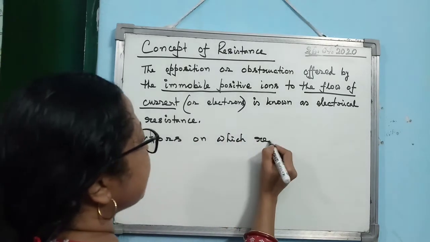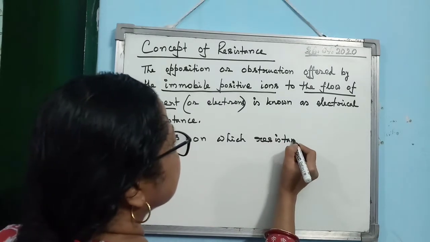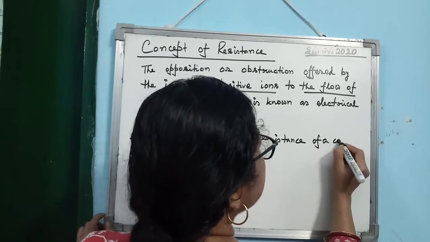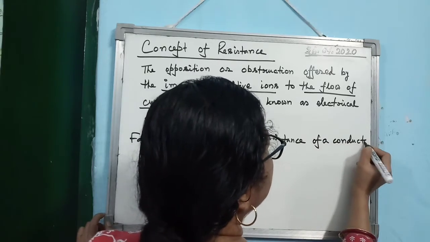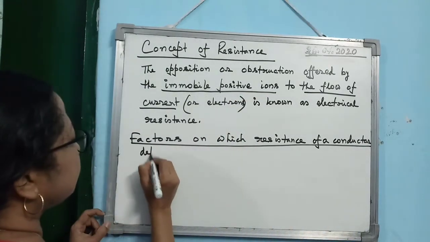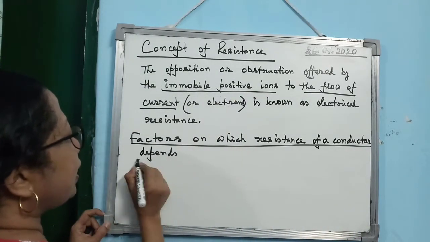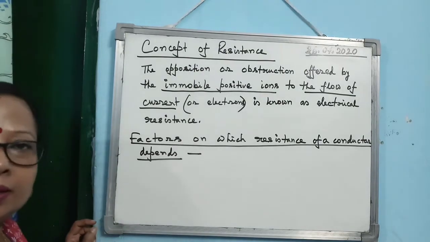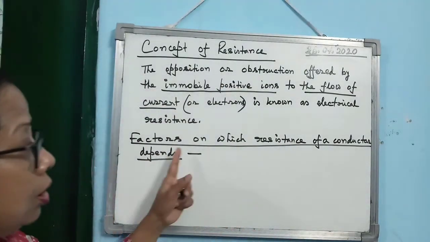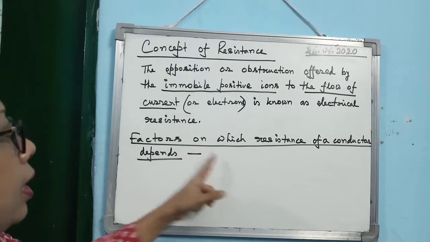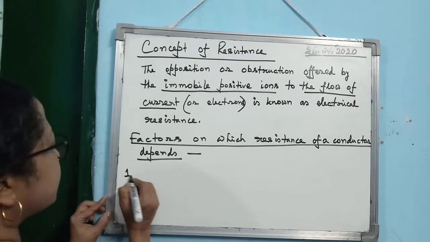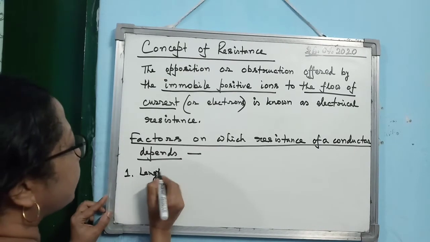resistance of a conductor depends. I am writing: resistance of a conductor depends. This is a very important topic, the favorite topic of the examiners also, so please concentrate on it. Now, factors on which resistance of a conductor depends. First is the length of the conductor.